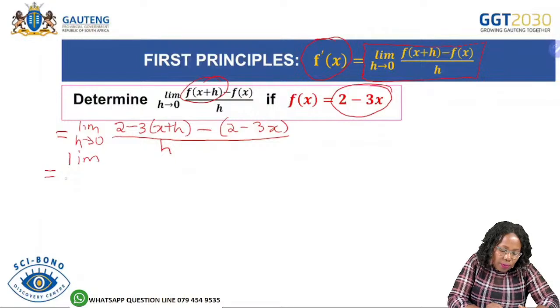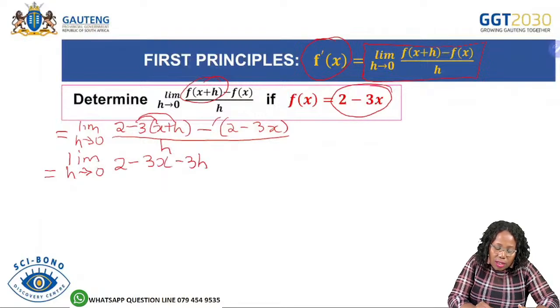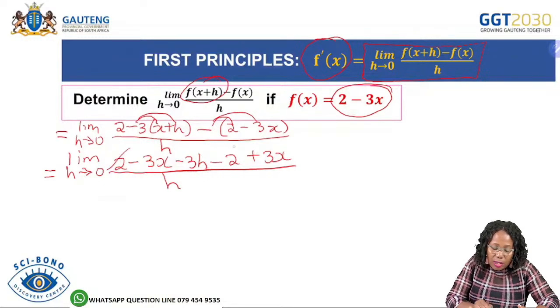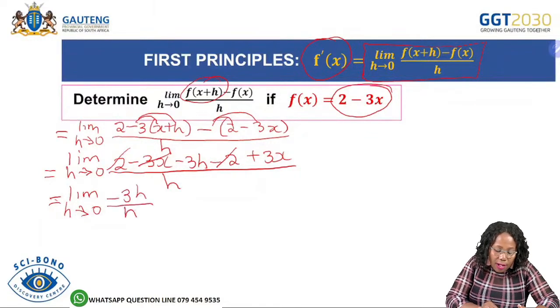Limit of h approaching 0, we are now removing the brackets. We have 2 minus 3 in is minus 3x minus 3h. The negative 1 in there is minus 2 plus 3x all over h. Remember, it's 2 minus 2 is 3x minus 3x. So we are left with the limit of h approaching 0 of minus 3h over h.